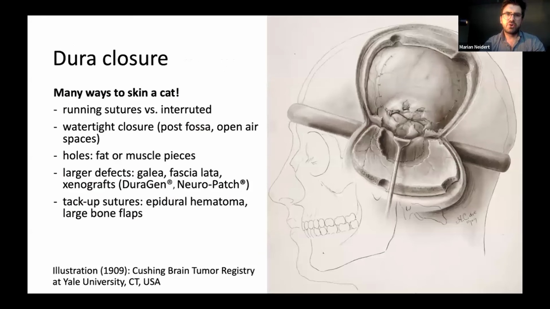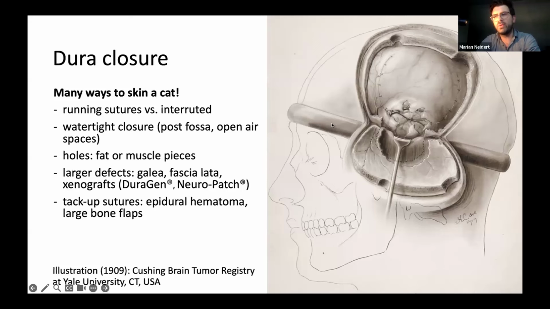So dura closure, Harvey Cushing was mentioned before. There's also an illustration that he did in 1909 showing his dura closure technique. It's not so much different from what we do today. So really the main goal is to have a primary adaptation of the dura and primary closure of the dura with sutures. We don't use the tourniquet anymore. It's luckily not necessary anymore.